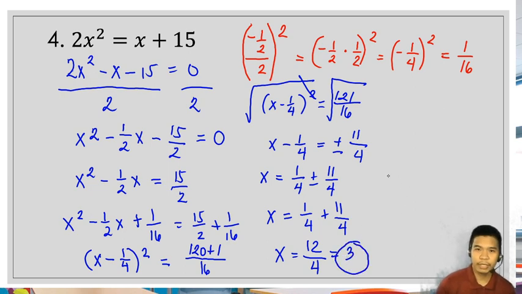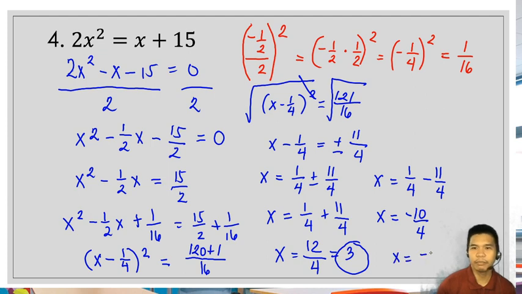Para naman dun sa minus, copy lang tayo. X is equal to 1/4 minus naman 11 over 4. So, we have here x equal to 1 minus 11 is negative 10 over 4. So, simplify lang natin. That is negative 5 over 2. That is the lowest term. Okay, so the first value of x is positive 3. And the second value of x is negative 5 over 2.